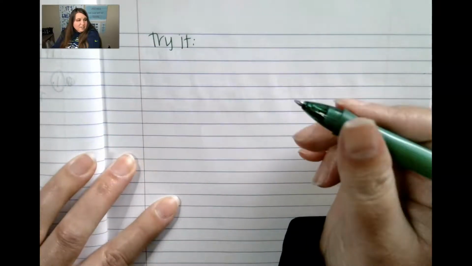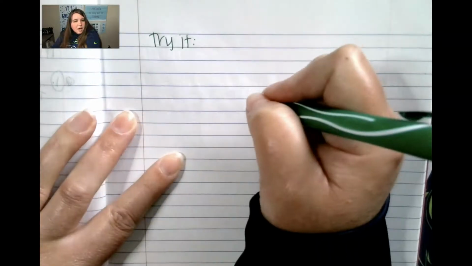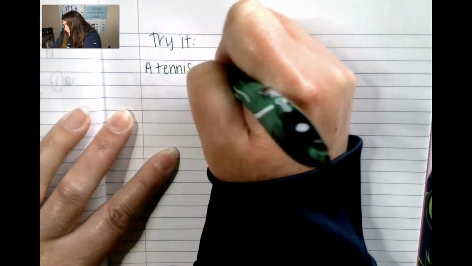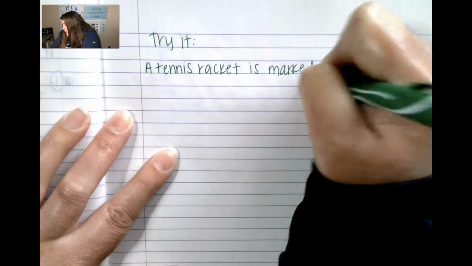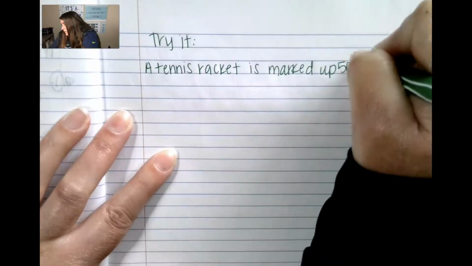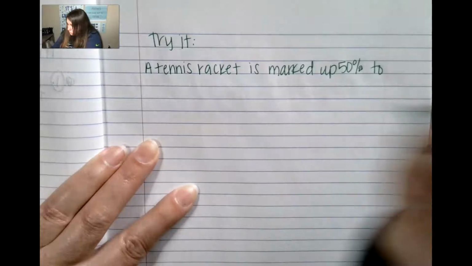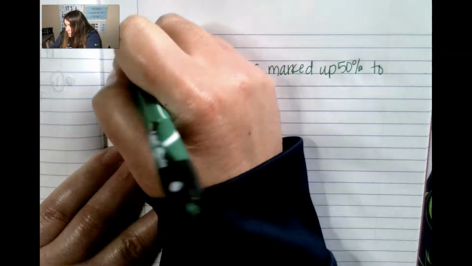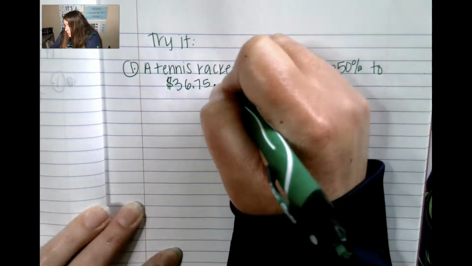Okay, the try it for today says that there is a tennis racket that is marked up 50% to a total of $36.75. We want to know what was the original price. So what did the store purchase it for?